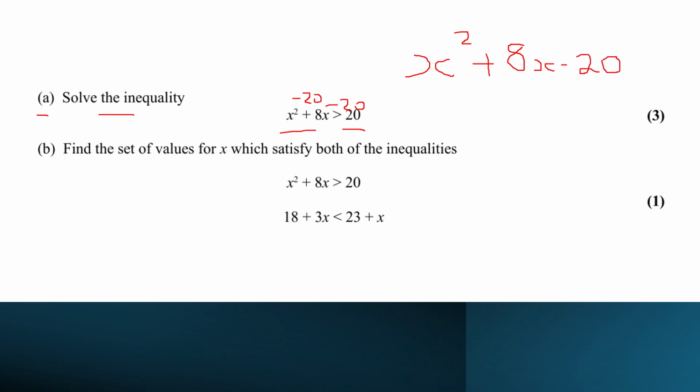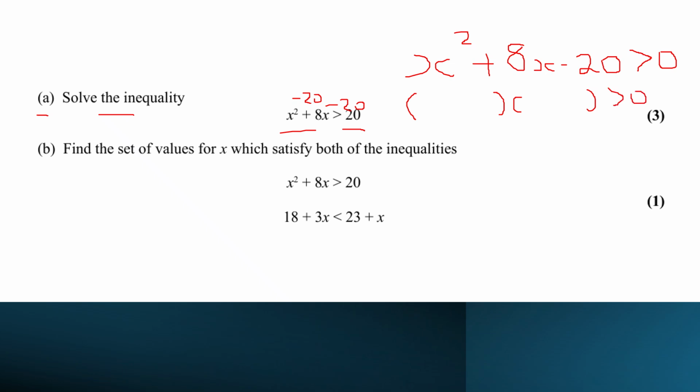I've now got a quadratic in the form ax squared plus bx plus c is greater than 0 or less than 0, or greater than or equal to 0 or less than or equal to 0. Step 2 is now to factorize this. So I'm going to factorize this quadratic.